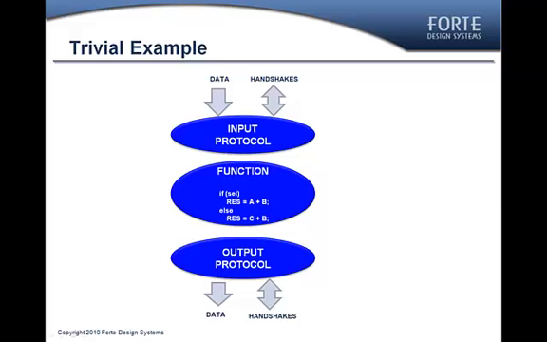A very simple input protocol that handshakes with the test bench. 2. A trivial data path function that will add two numbers together to produce a result based on a select signal. All of the values used in this calculation, including the select signal, are inputs to the design. And 3, a very simple output protocol that handshakes with the test bench.